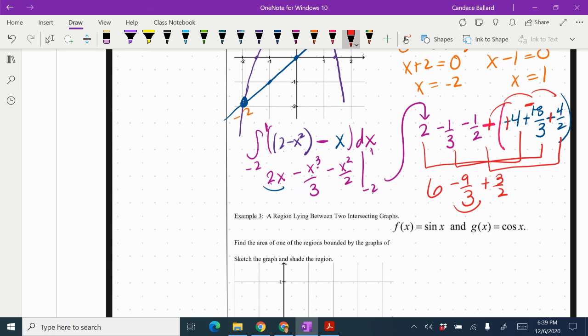I know that negative 9/3 reduces to negative 3. So I have 6 minus 3 plus 3/2. 6 minus 3 is 3, plus 3/2. 3 in halves would be 6/2 plus 3/2, which equals 9/2.